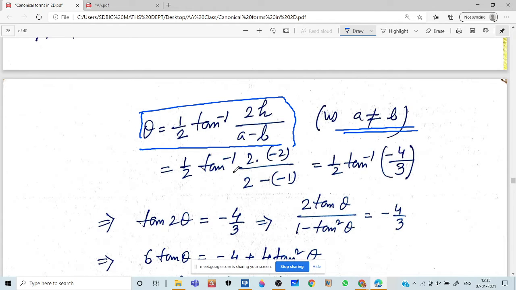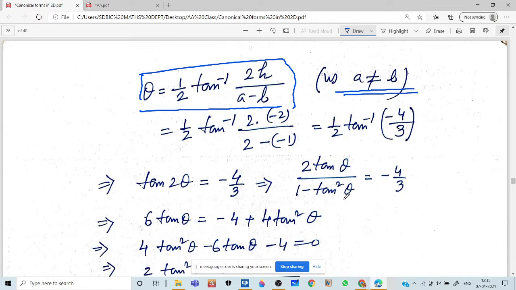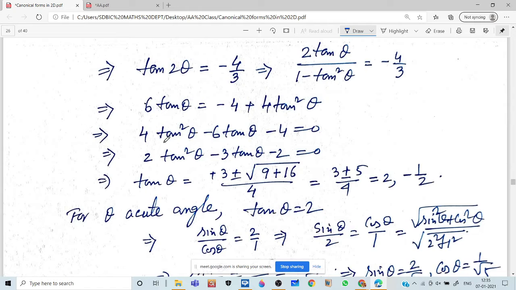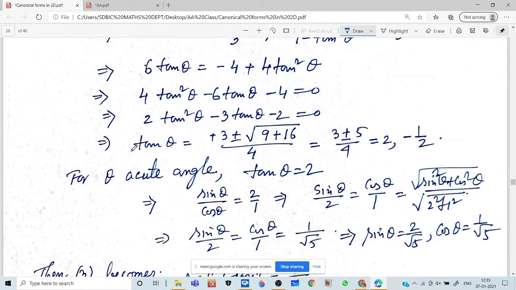So tan 2 theta is equal to minus 4 by 3, and 2 tan theta by 1 minus tan square theta equal to minus 4 by 3. So this gives 6 tan theta equal to minus 4 plus 4 tan square theta, and this is a quadratic equation in tan theta. So tan theta is equal to minus b plus minus root of b square minus 4ac divided by 2a. By this formula, we get tan theta is equal to 2 and minus half.